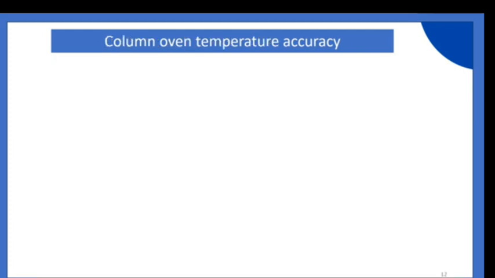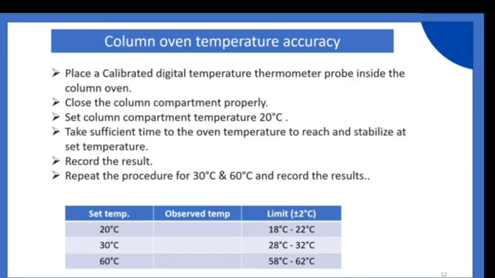Let us move to the next parameter, that is column oven temperature accuracy. In this, place a calibrated digital thermometer probe inside the column oven and close the column compartment properly. Set column compartment temperature at 20 degrees Celsius. Take sufficient time for the oven temperature to reach and stabilize at the set temperature. Record the result. Repeat the procedure for 30 degrees Celsius and 60 degrees Celsius and record the results.